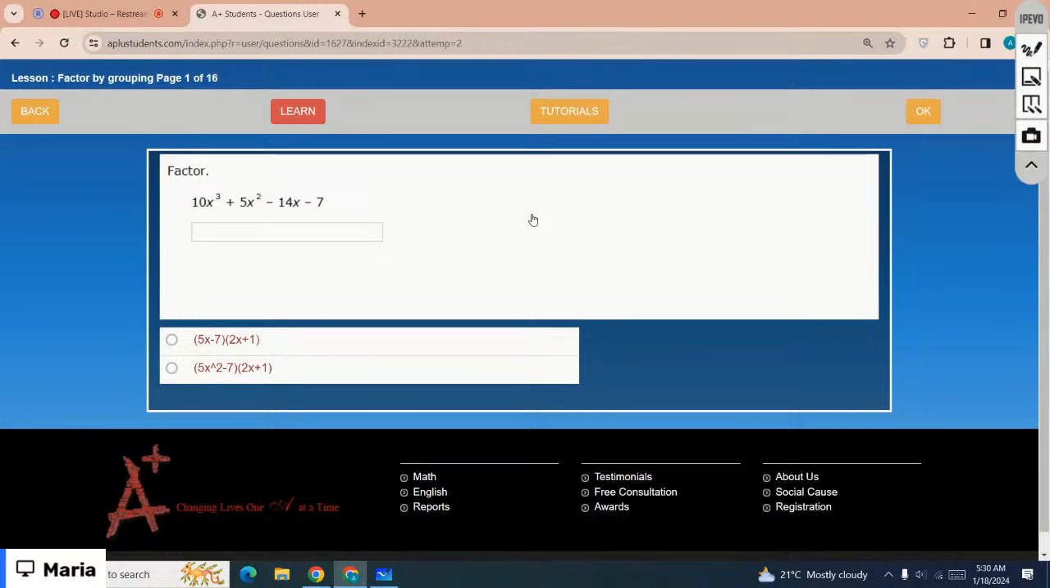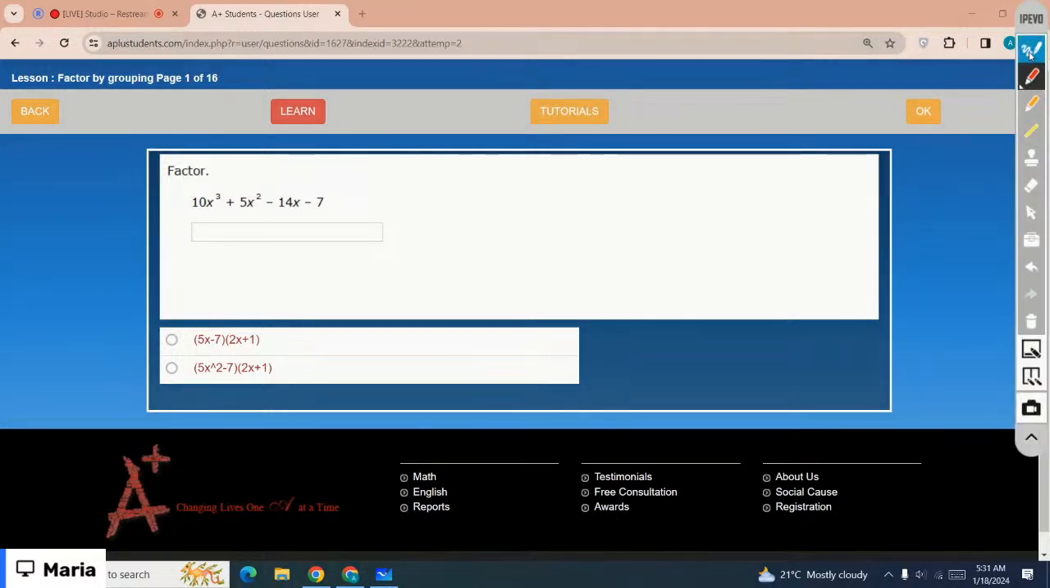Okay, the first example is 10x cubed plus 5x squared minus 14x minus 7. So you have to make groups and then you have to factor them. Okay, let's see how we factor. Just make a group of these two terms and these two, right? That is 10x cubed plus 5x squared minus 14x minus 7.